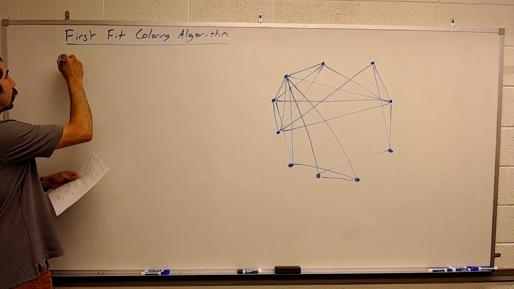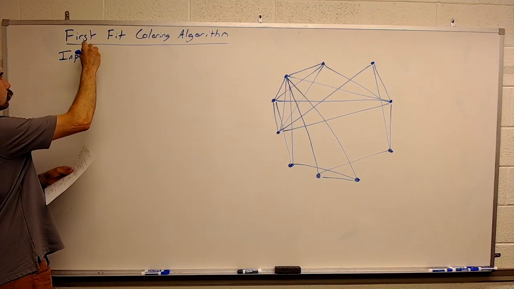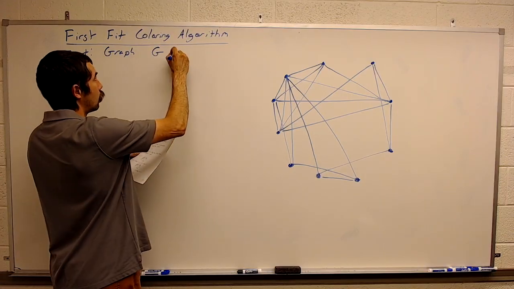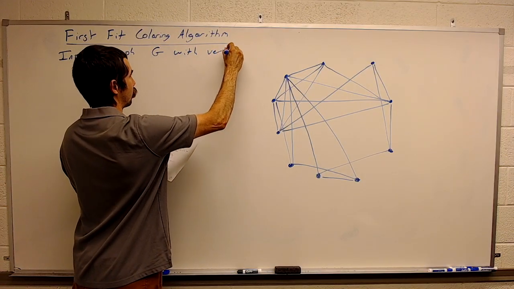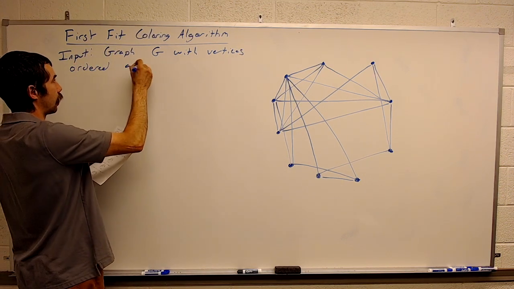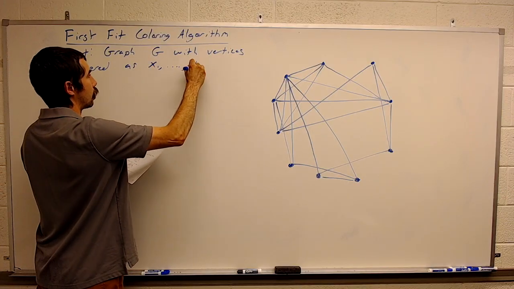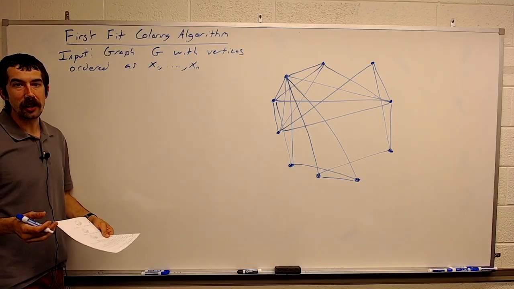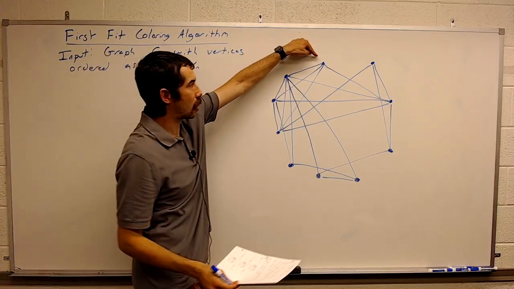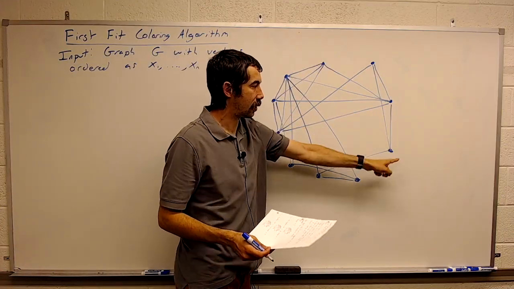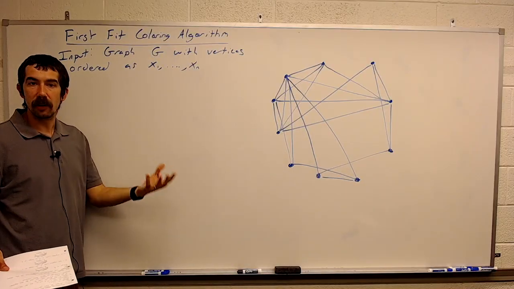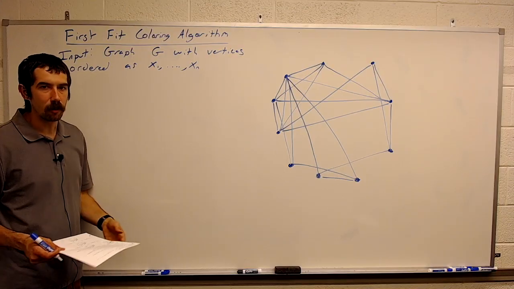All right, so the input for this algorithm is a graph with vertices ordered as x1 through xn. If our vertices don't have an order to them, just assign some order. So maybe this is our first vertex, and that's the second, and that's the third, that's the fourth, and so forth. And if the vertices were already labeled, like alphabetically, then alphabetical order is fine.